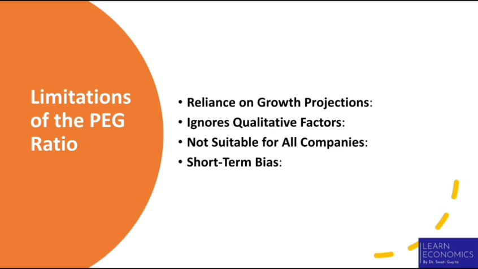Third, not suitable for all companies. The PEG ratio has limitations when applied to companies with negative earnings or companies with unpredictable or fluctuating earnings. Fourth, short-term bias. The growth rates used in PEG ratio calculations are typically based on short to medium-term projections, generally 1 to 5 years. This focuses on the short term and does not reflect the company's long-term performance or potential.